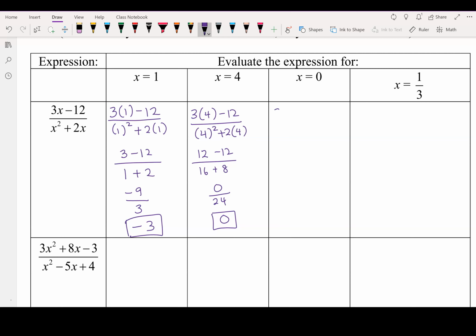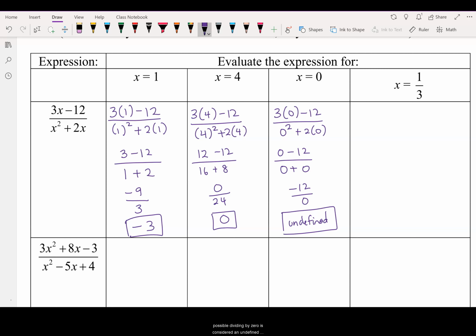Let's try x equals 0. So 3 times 0 minus 12 divided by 0 squared plus 2 times 0. On the top we get 0 minus 12, and on the bottom 0 plus 0. So we have negative 12 divided by 0. And like mentioned previously, we cannot divide by 0. We could think about it this way. Let's say I have 12 apples. How many apples per group if I divide those 12 apples into 0 groups? If I have no groups, then I can't divide the apples into groups. It's not possible. Dividing by 0 is considered undefined.